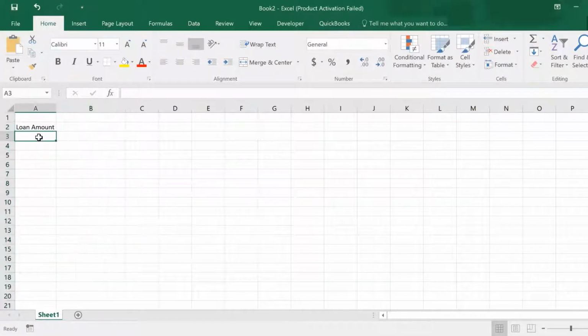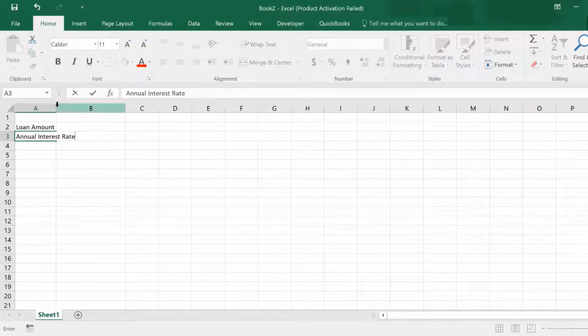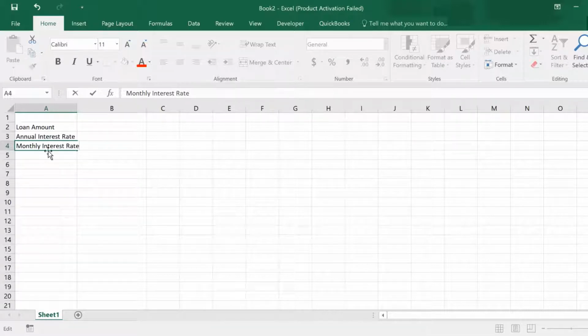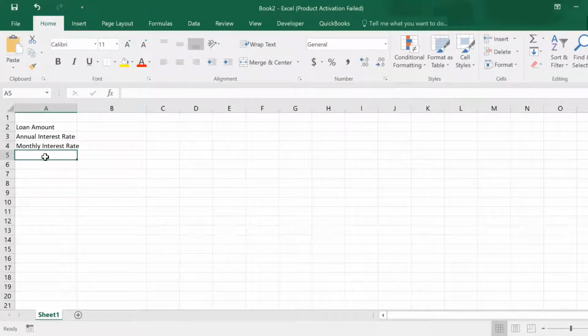The next thing to highlight is the annual interest rate, which we will then divide by 12 to get our monthly interest rate because the loan will be paid out monthly. Then the final thing you need to know is the duration of the loan, so how many months you're going to pay it. So you can say maybe months.